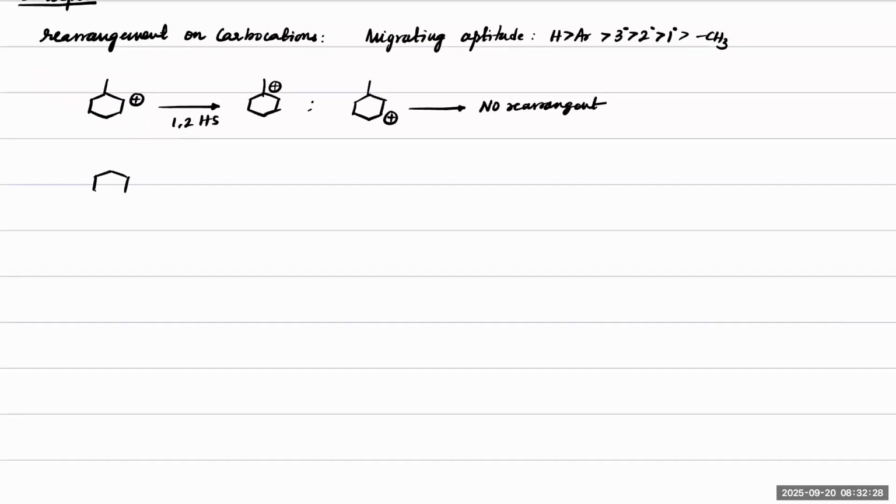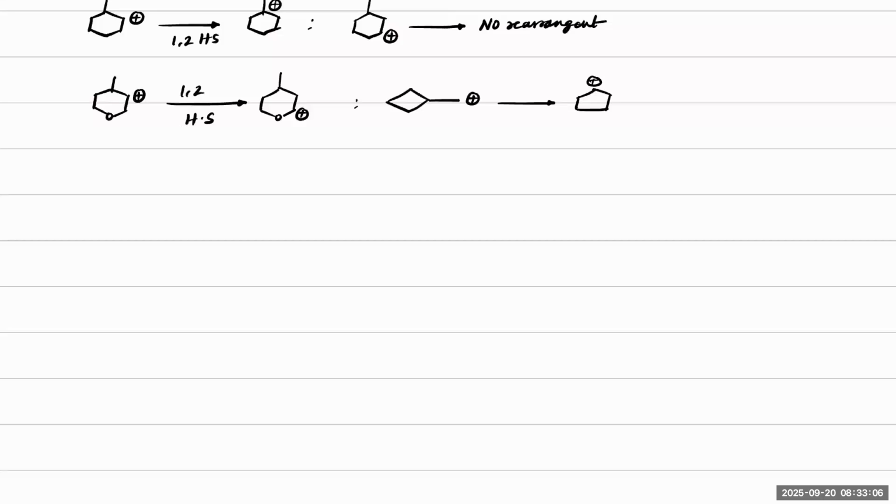Similarly, suppose you have a positive charge here and an oxygen here, then rearrangement will happen on this side because oxygen can stabilize it. It will not go towards the tertiary side. So here also a 1,2 H shift will happen, but on the oxygen side. Clear? Because here it is more stable. Next, if you have a four-membered ring like this and you are expecting rearrangement, the rearrangement will happen to a five-membered ring like this. Clear?